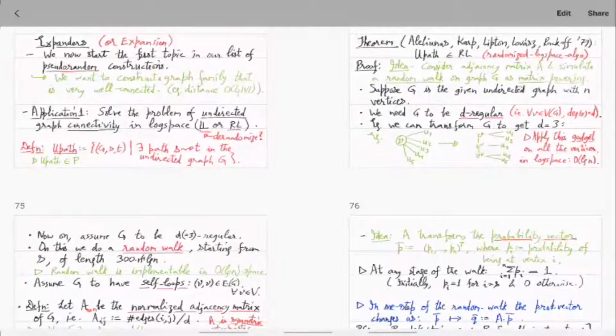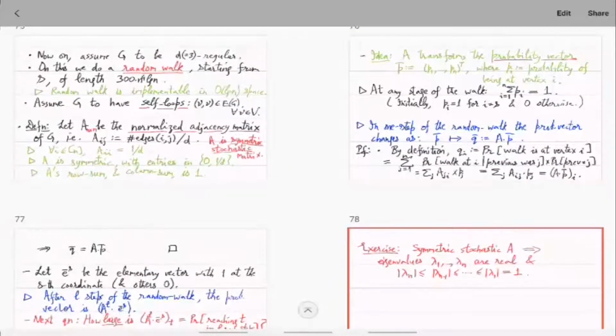So input size is n, output size is also n, but the workspace is only order log n. And the idea is very simple. The idea is just that you start your random walk from vertex S, which means that whatever neighbors you see, you pick a random one and then proceed. Obviously the main point here will be calculating the success probability. If S and T are in the same connected component, what is the success probability of this random walk reaching T from S in L steps, where L is something like 300 times n to the 4 log n?